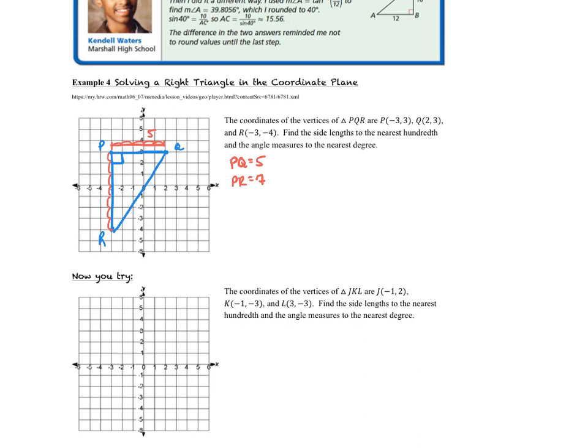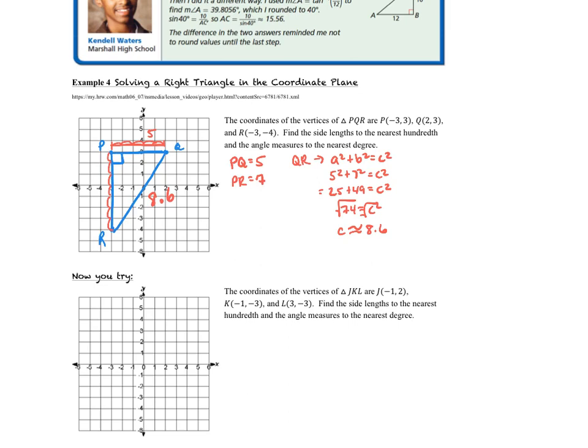And then from there I can find QR using the Pythagorean theorem if I want to. So I would do a squared plus b squared equals c squared. 5 squared plus 7 squared equals c squared. 25 plus 49 equals c squared. 74 equals c squared, square root both sides, and c is approximately 8.6 for that hypotenuse. So now I can find any angle measure I want.